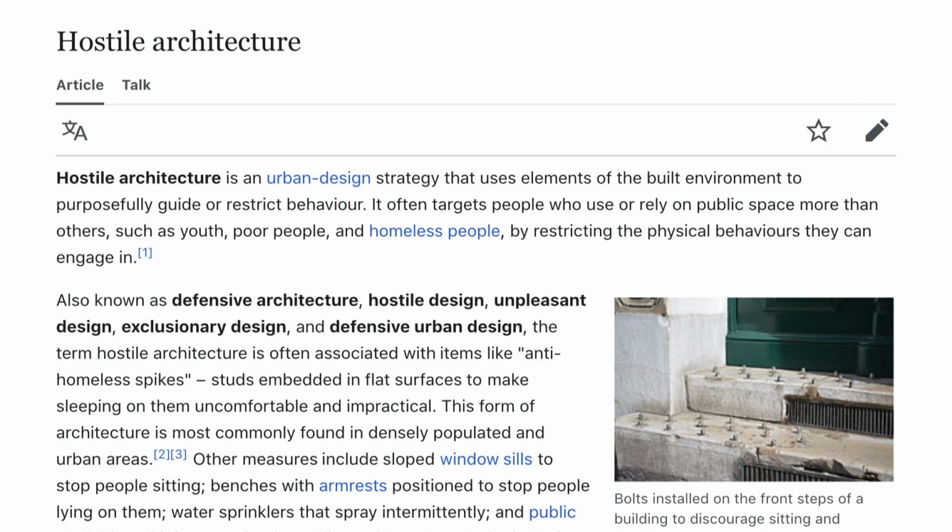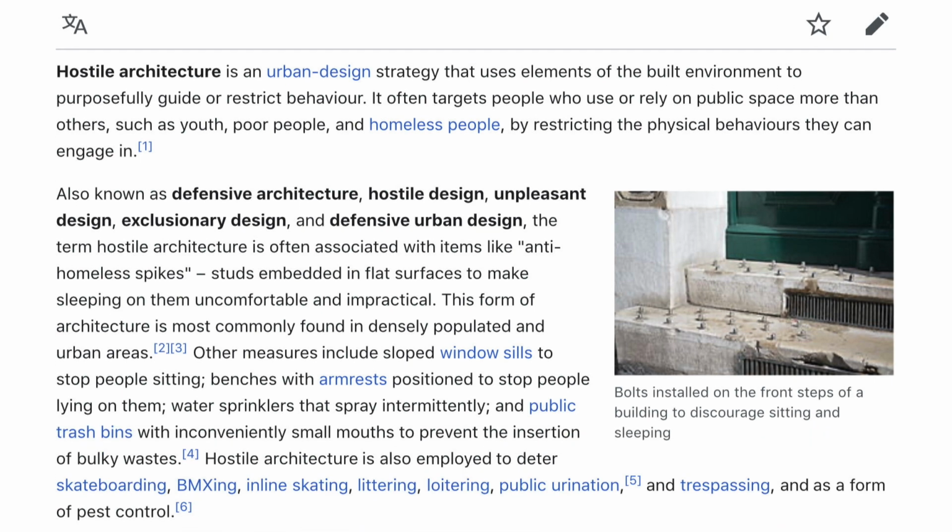Hostile architecture. Hostile architecture is an urban design strategy that uses elements of the built environment to purposefully guide or restrict behavior. It often targets people who use or rely on public space more than others, such as youth, poor people, and homeless people, by restricting the physical behaviors they can engage in. It is also known as defensive architecture, hostile design, unpleasant design, exclusionary design, and defensive urban design.